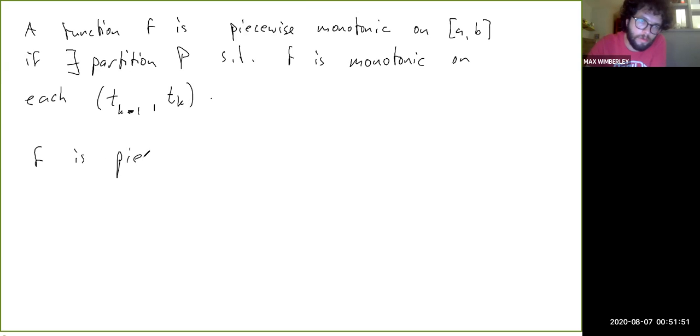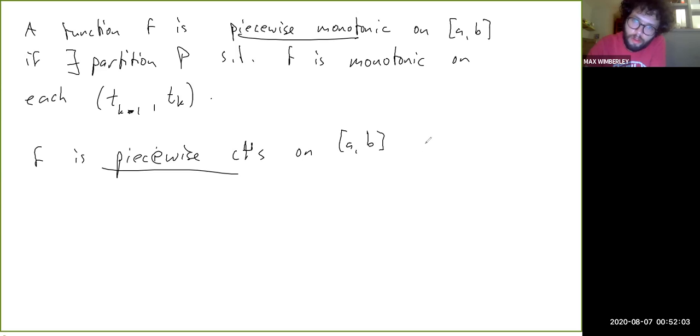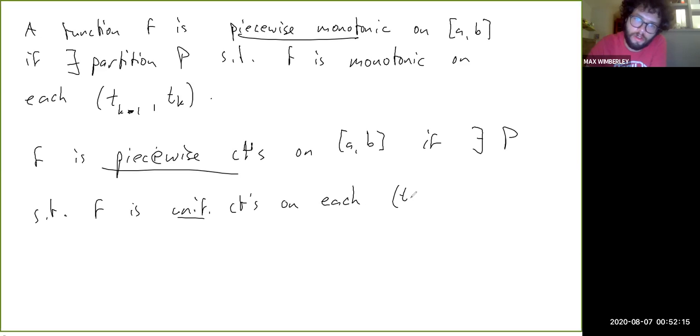f is piecewise continuous on [a, b] if there exists P such that f is uniformly continuous on each open interval (t_{k-1}, t_k). The reason we need uniform continuity is that we don't want to care about what's happening at the points t_k. But we also don't want to accidentally let f do some insane oscillation near one of these endpoints. So they use uniform continuity as a way to make sure that f is actually well behaved on each of these intervals. It's just that it might not be continuous right at the endpoints.